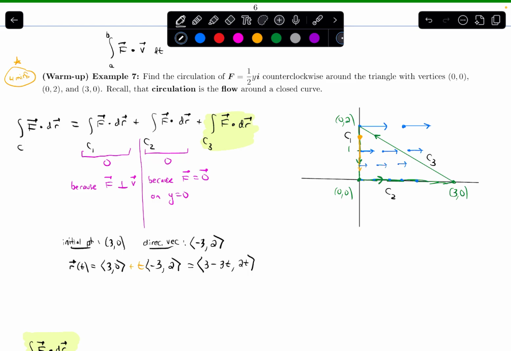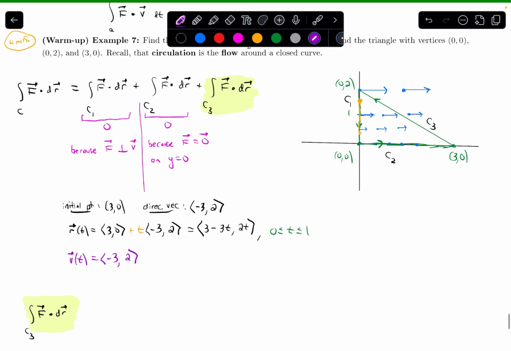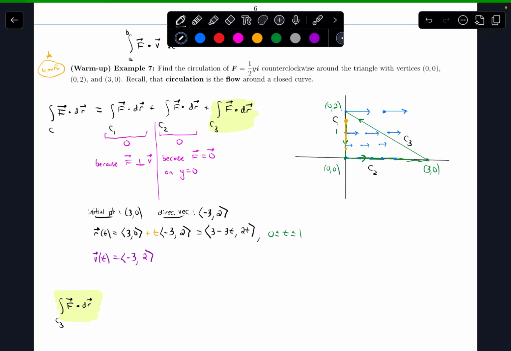All right, and we've seen that when we do it this way, our domain for t is going to be between 0 and 1 for a line segment. Okay, so I got r of t here. I'm going to need to get this velocity vector, so let's get that. So my velocity vector, that's going to be the derivative of r of t. So the derivative of the x component, I'll get -3. The derivative of the y component, I'll get 2.